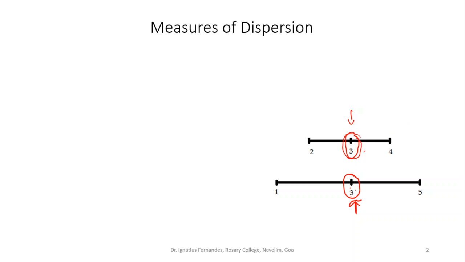So while you know the arithmetic mean or any measure of central tendency, it is also important that you know how the other values are deviating from this central value.